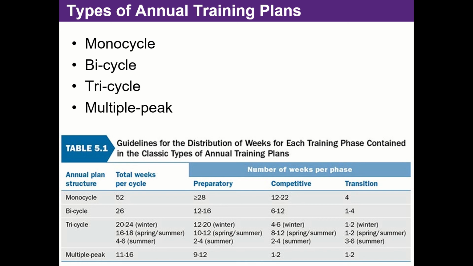So one of the good things about a monocycle, it tends to have a pretty long preparatory phase. Depends upon the experience of the athlete. So if you've got an athlete who is 22, you're maybe not spending 28 weeks in the preparatory phase. Maybe it's a little bit shorter time than that. But in general, the monocycles, again, 1 peak and fairly long preparatory phases.